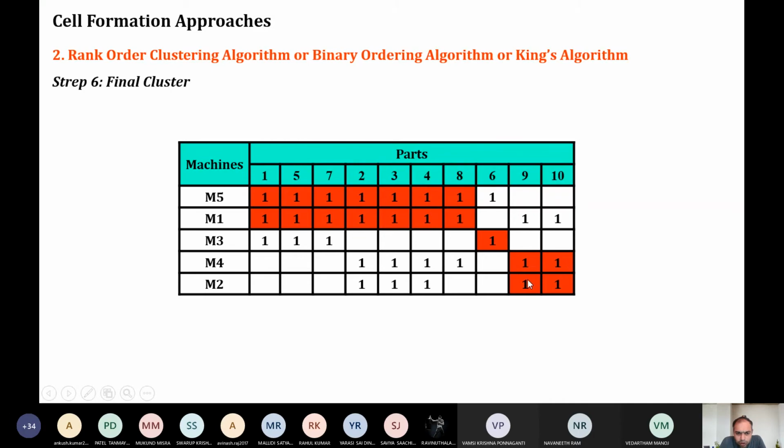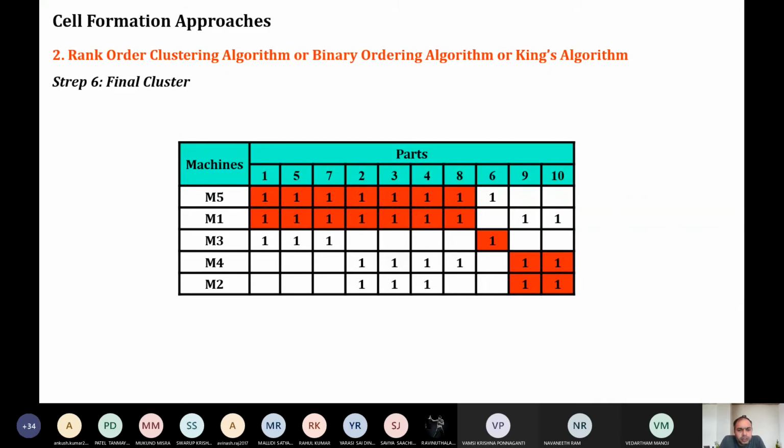3 and the other 4 components in machine number 4 and 2. So this could be the final cluster. So machine number 1 and 5 can be put in one cell. Machine number 4 and 2 can be put in another cell. Okay, and the other components have to use all these machines in their own way.